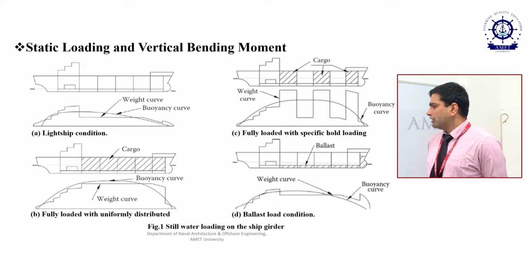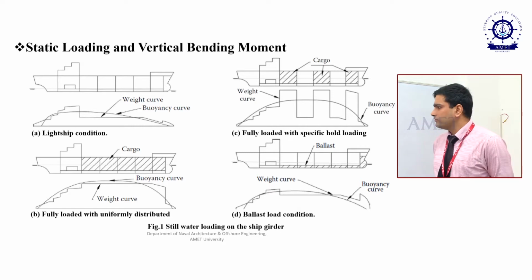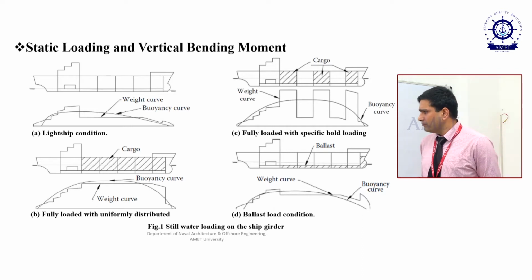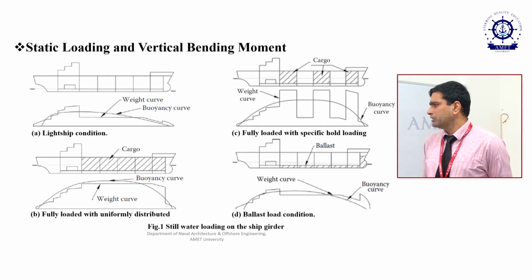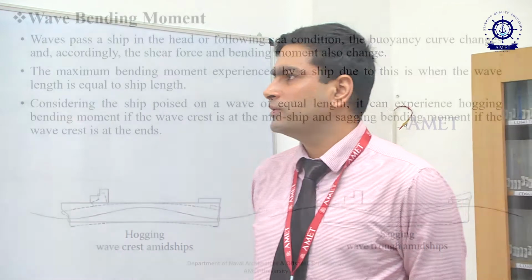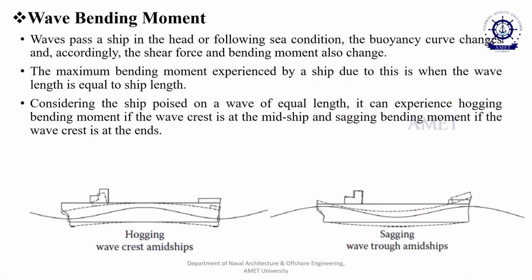And the last condition is the ballast loading condition, where the diagram has again changed because there is only ballast water equally distributed along all the compartments along the length of the ship, and there is a similarity between the first and the last condition, but there is a slight increase in the curve characteristics.